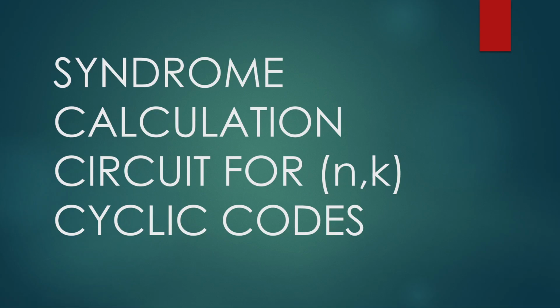Welcome you all to the video on syndrome calculation circuit for n, k cyclic codes. In the previous video we have seen how the encoding circuits are going to work for an n, k cyclic code. In this particular video we are going to concentrate on how to generate the syndrome for an n, k cyclic code, and we are also going to look at the shift register circuit for the same. Let us see the procedure to begin with to find the syndrome calculation.